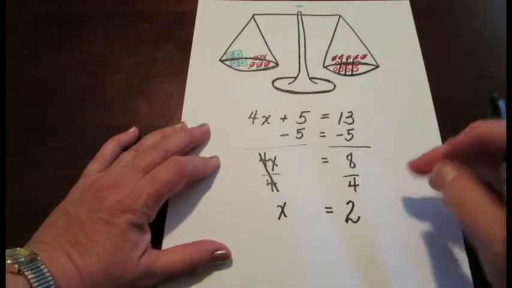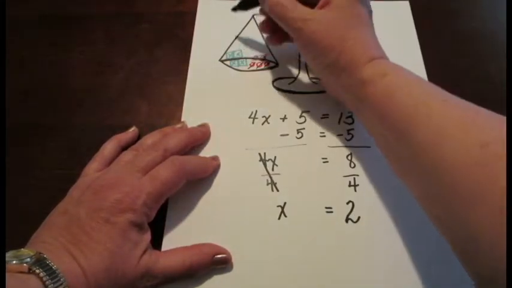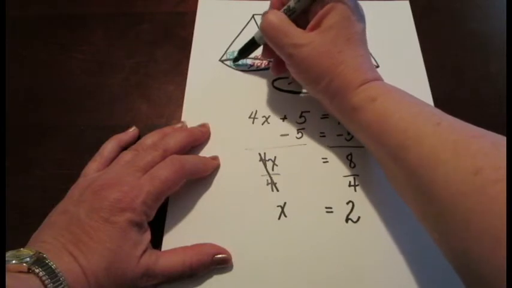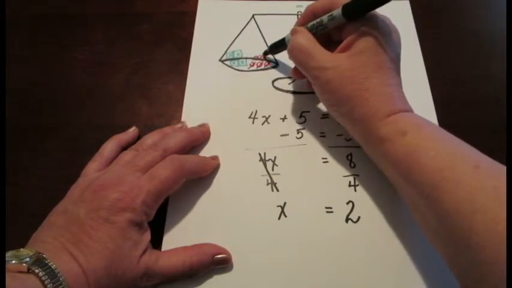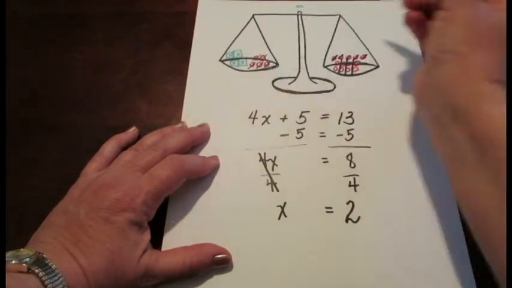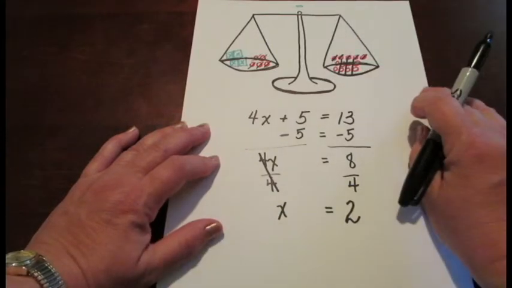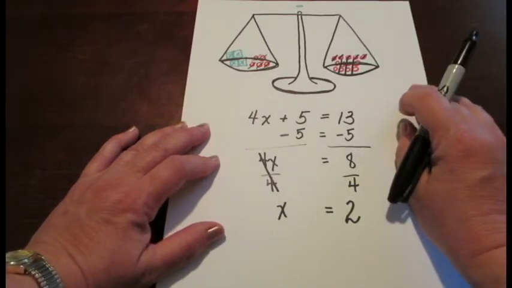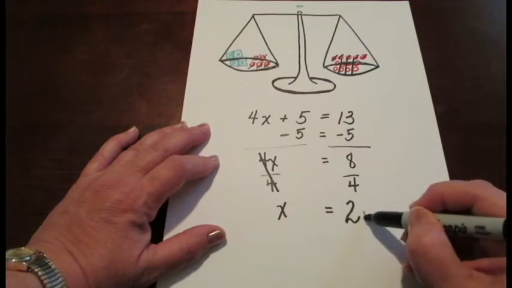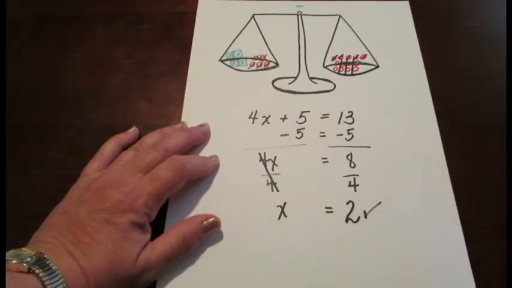So if we put that 2 in place of these x's, we can say 2, 4, 6, 8, 9, 10, 11, 12, 13, which is what we have on this side. So that checks our problem and shows us that x has a value of 2, and that is correct.